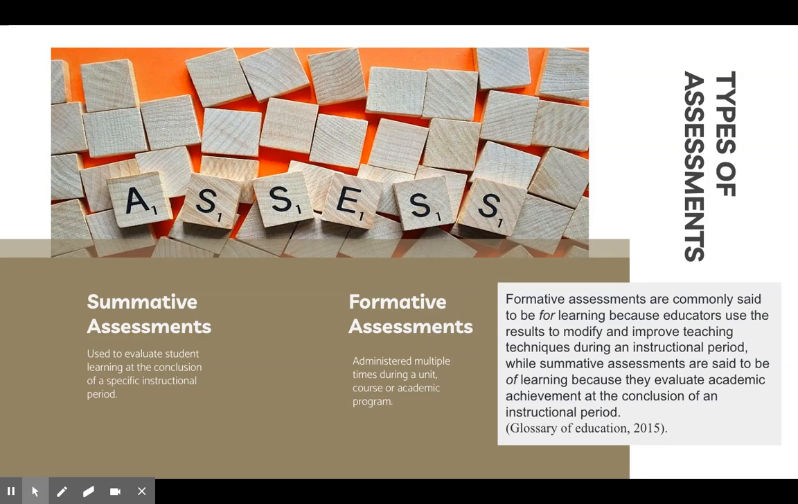Formative assessments are commonly said to be for learning because educators use the results to modify and improve teaching techniques during an instructional period, while summative assessments are said to be of learning because they evaluate academic achievement at the conclusion of an instructional period. So let's just talk a little bit about both of these. Summative assessments describe the degree of knowledge or proficiency attained by the student at the culmination of a program, and formative assessments provide an ongoing diagnosis to assist educators when adjusting instruction and enhancing student achievement.